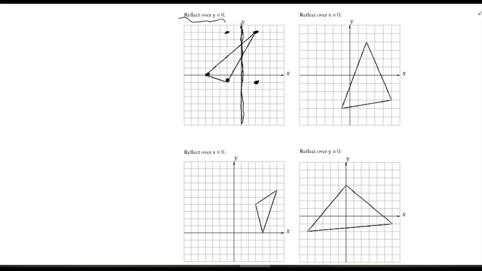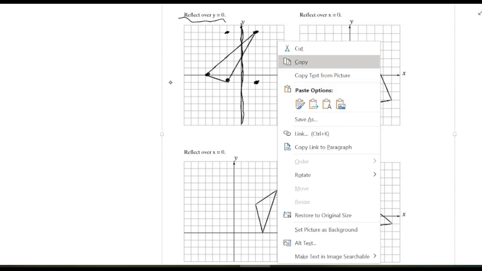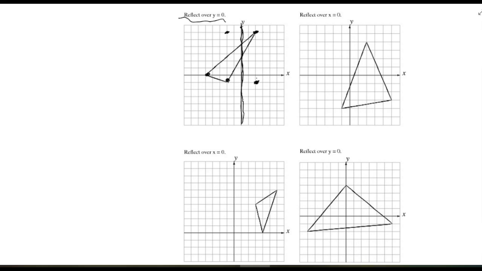Now finally our third point over here. So count how many spaces. 1, 2, 3, 4, 5. So this point is 5 units away from the y-axis. Now we're going to count 5 units away from the y-axis on the other side. 1, 2, 3, 4, 5.